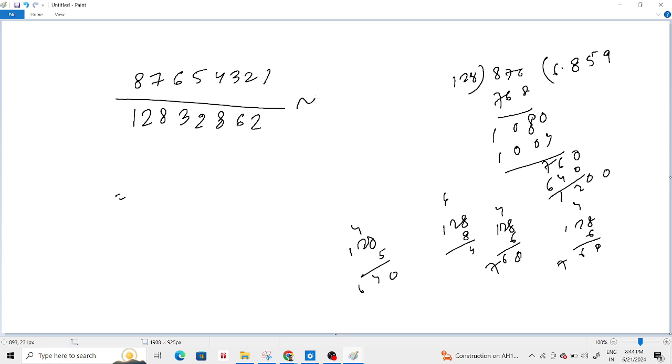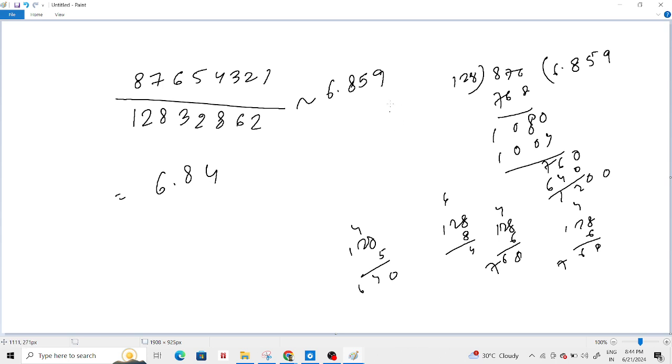So this answer is close to 6.859. Okay. So let me divide it and see what is the answer. 87654321 divided by 128. See what is the answer from the calculator? It is 6.84.